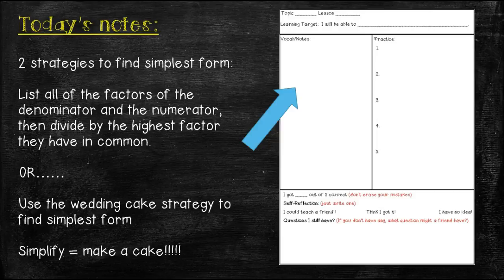You may not have known how to do this. The nice thing about the wedding cake strategy is if you miss a factor in the first strategy that you already know how to do, it doesn't totally ruin it for you. You can still get it figured out. So if you're still struggling a little bit with your multiplication and division facts, the wedding cake strategy might be for you.